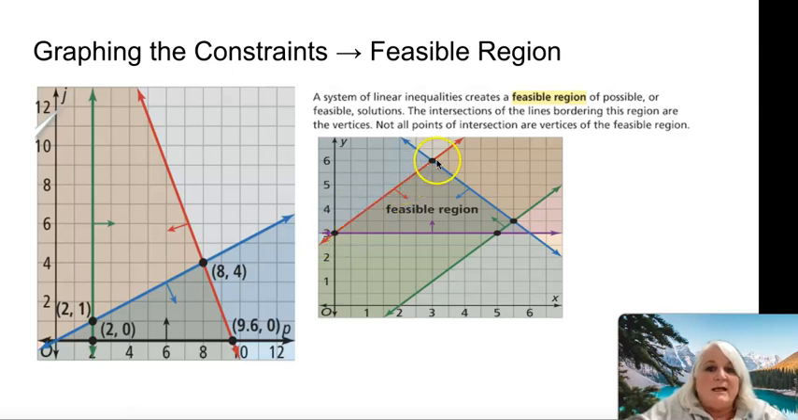So we have our boundary line here, and we have a boundary line here that's blue. We have a boundary line here that's green, and we have a boundary line here that's purple. So the feasible region is this inside part where all of the shading crosses over. And then the critical points are the vertices, so where the intersections are of the feasible region. So this would be a critical point, this is a critical point, this is a critical point, and this is a critical point. Okay?